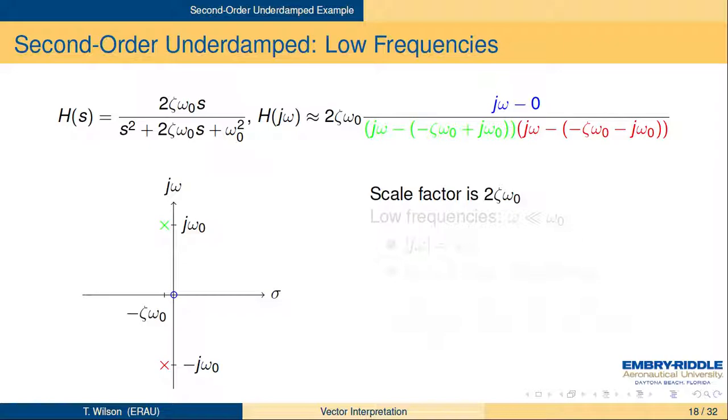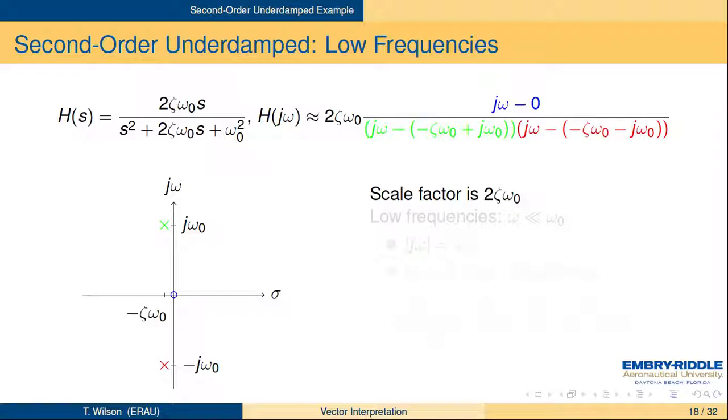So when we plug in j omega and write the denominator, writing everything in factored form on the right, 2 zeta omega naught there is the scale factor. We have a vector from the zero at 0 to the frequency j omega. And then we have the 2 pole terms, one pole at minus zeta omega naught plus j omega naught, and one pole at minus zeta omega naught minus j omega naught.